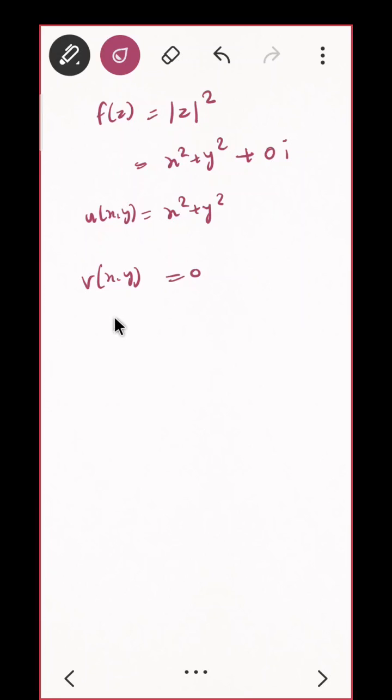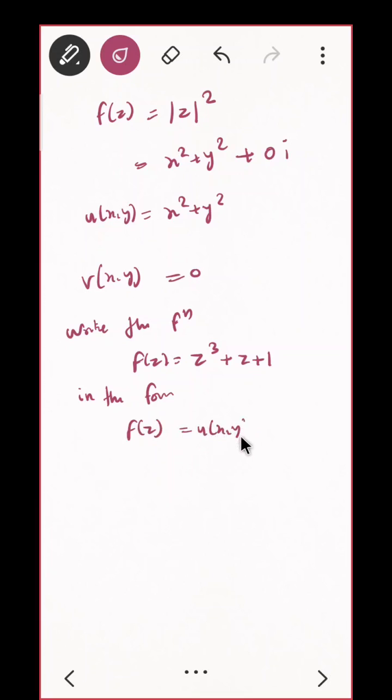Now the question comes: can you write any function of this form? So let us take an example. Write the function f of z is equal to z cube plus z plus 1 in the form f of z equal to u of x y plus i v of x y, correct? How will you do that? It's quite simple. You just need to put x plus iy in place of z, and you need to solve this.